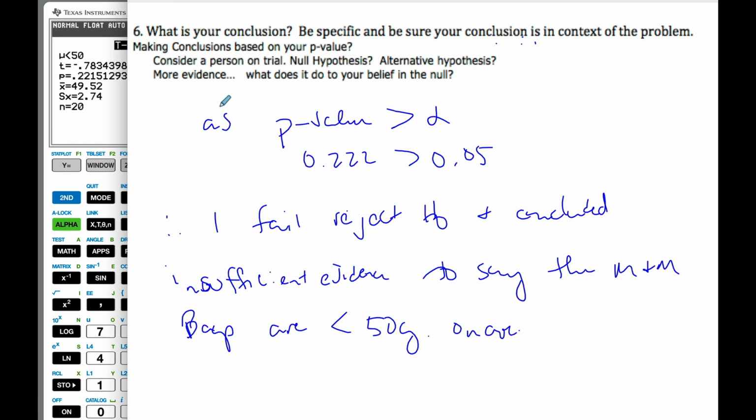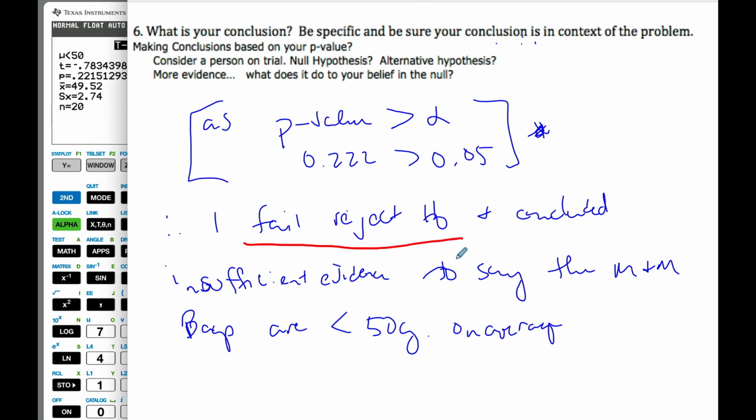So I have to make the conclusion with a reason, a p-value compared to alpha. And there's going to be an extra video explaining these in detail, because this is not a simple concept. I have to make the conclusion: because the p-value is so large, I fail to reject H naught, and conclude insufficient evidence to say the M&M bags are less than 50 grams on average. In doing this conclusion, I have to talk about the null hypothesis, and then say sufficient or insufficient evidence about the alternative hypothesis in context. Okay, it has to be in context.